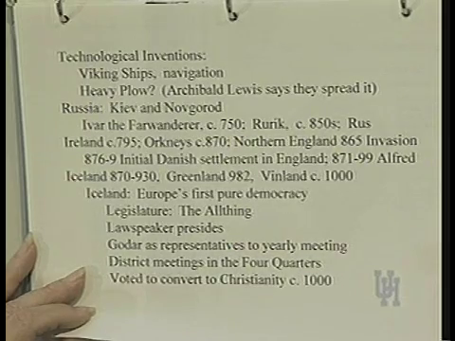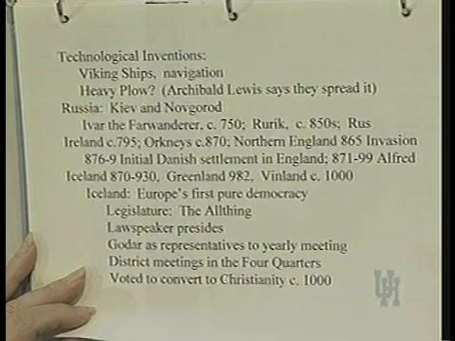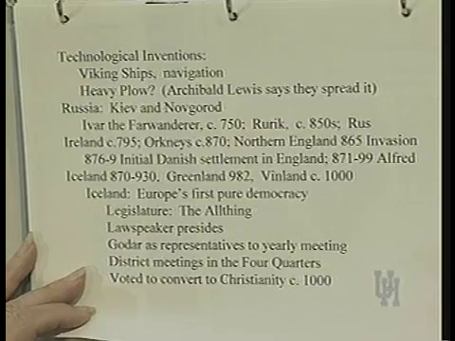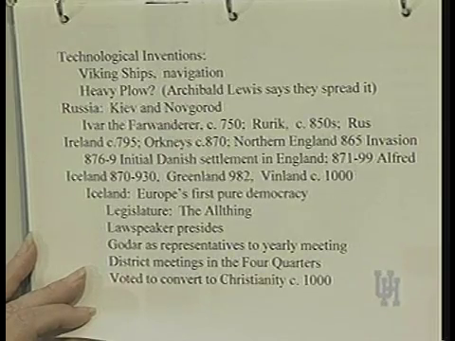In Russia, they founded the cities of Kiev and Novgorod, which grew into eventually Russia. Ivar the Far Wanderer is a legendary character who supposedly went to Russia in 750. Rurik was the leader of the Rus, who, according to the calling of the Varangians, were actually asked by the Slavs to come and rule over them.